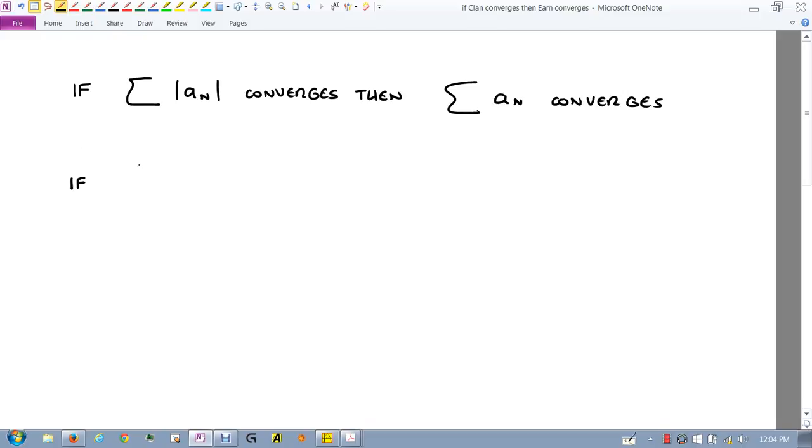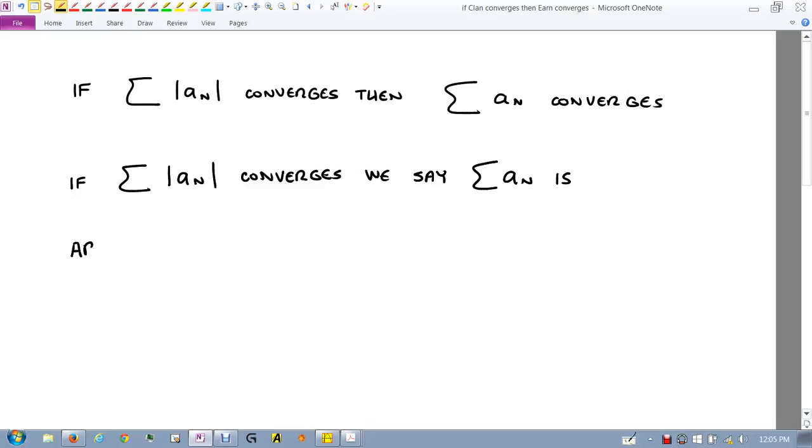If this absolute value converges, we say this series is absolutely convergent. Or we could say it converges absolutely.